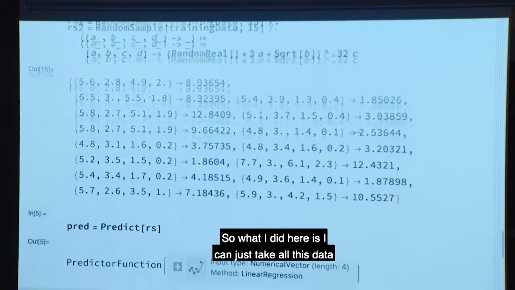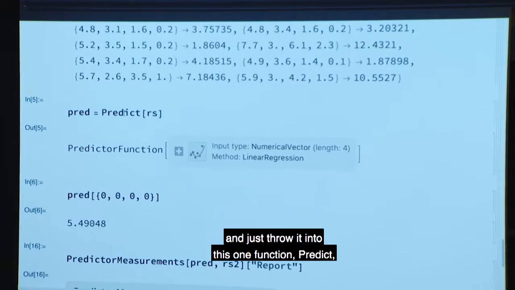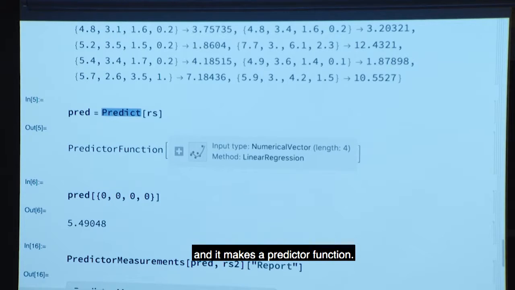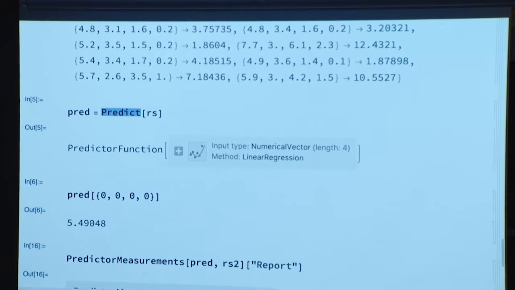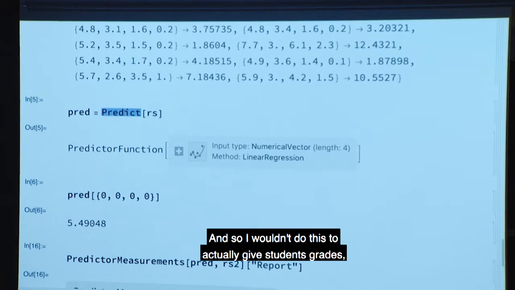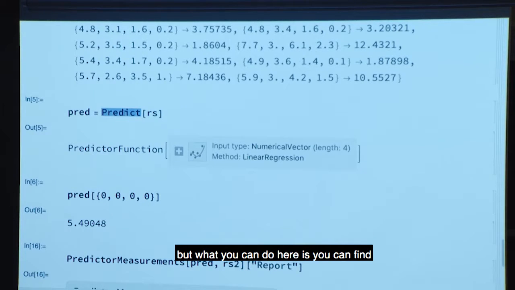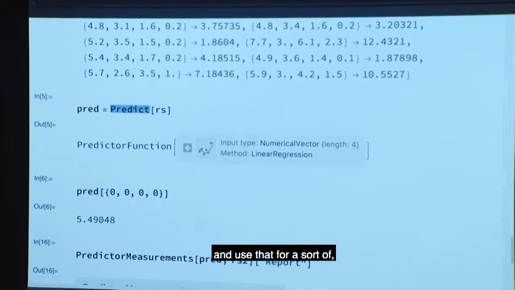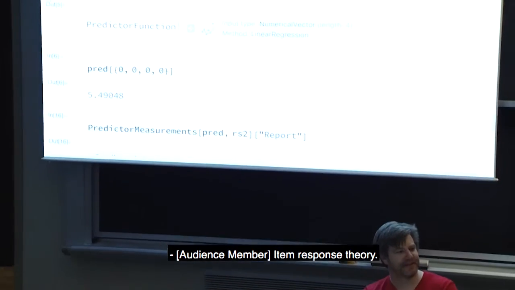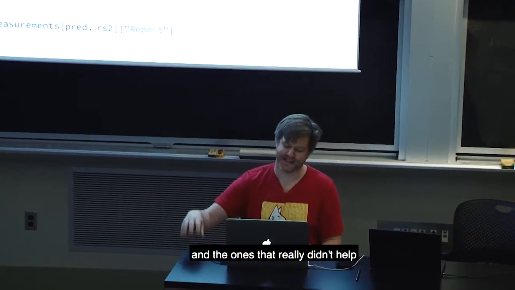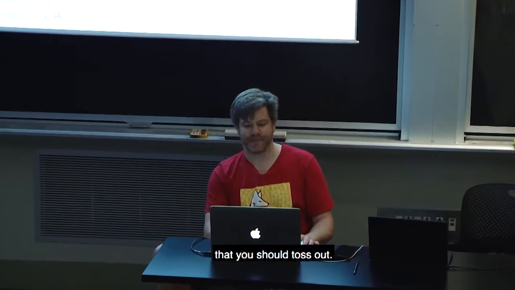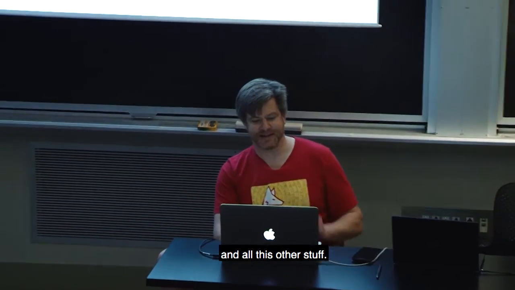What I did here is I can just take all this data and throw it into this one function, Predict, and it makes a predictor function. That predictor function is predicting their grade from their original scores. I wouldn't do this to actually give students grades, but what you can do here is find the most significant problems and use that for item analysis or item response theory, to pick out the questions that you should use again and the ones that really didn't help that you should toss out. So it can give you this whole report and all this other stuff.